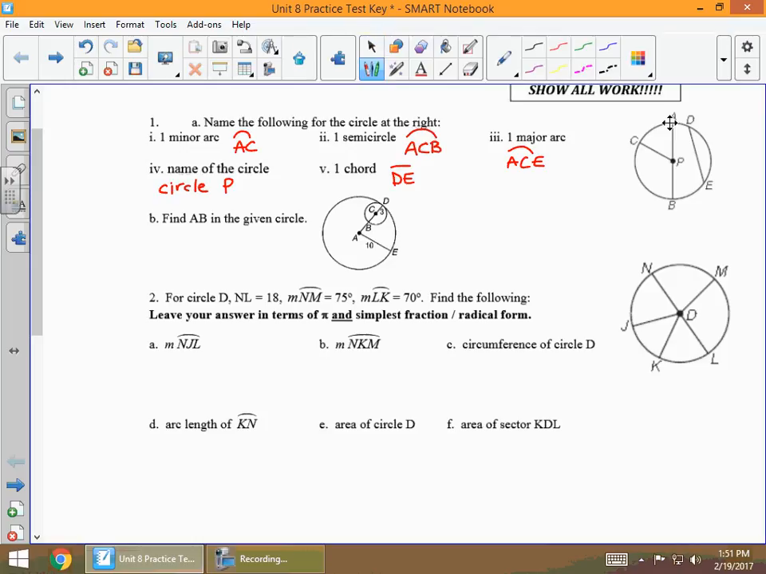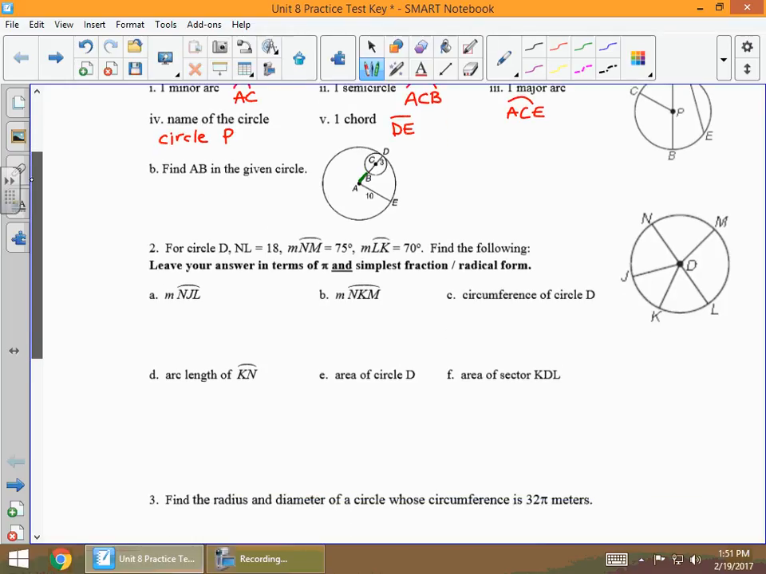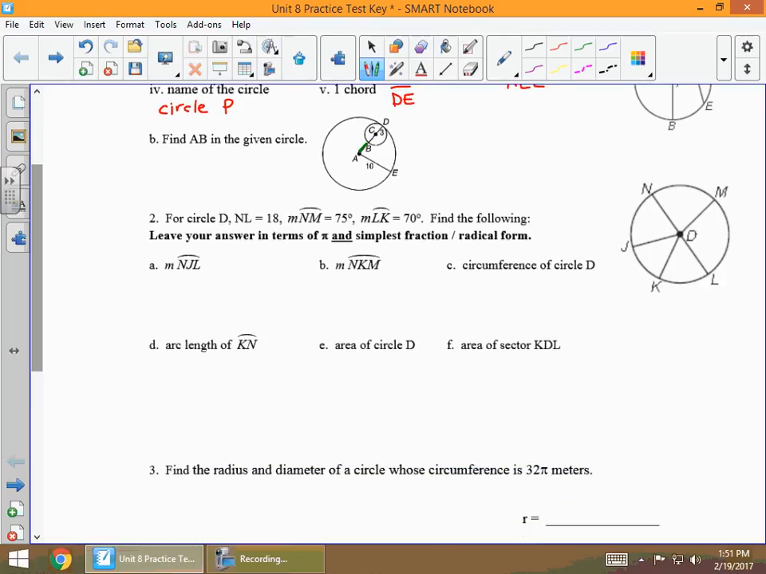All right, now let's go on to question 1, part B. It says find AB, the distance from A to B. I'll highlight that in green right there. Find the distance from A to B in the given circle. Okay, well, as I look at these 2 circles, I see that from A to E is 10. So the radius of the big circle is 10. So that means the distance from A to D is 10.